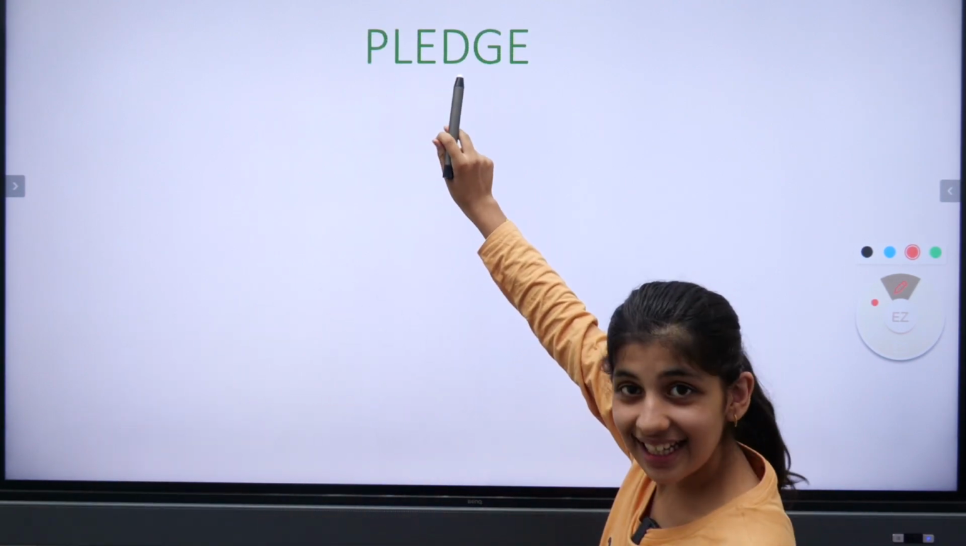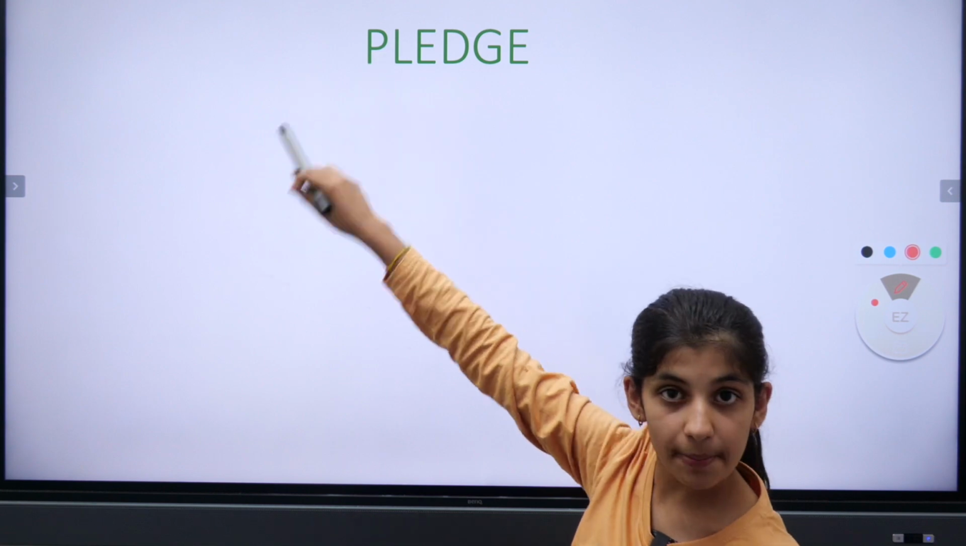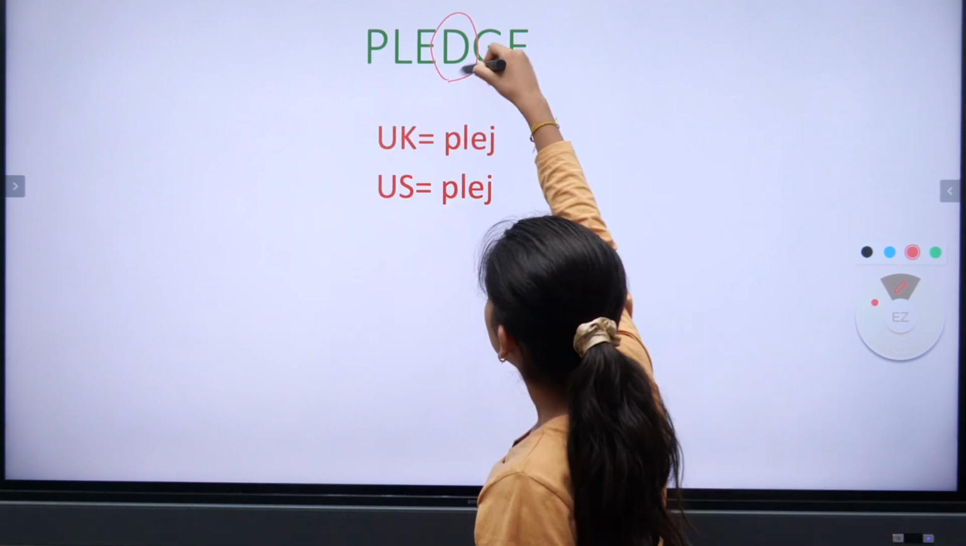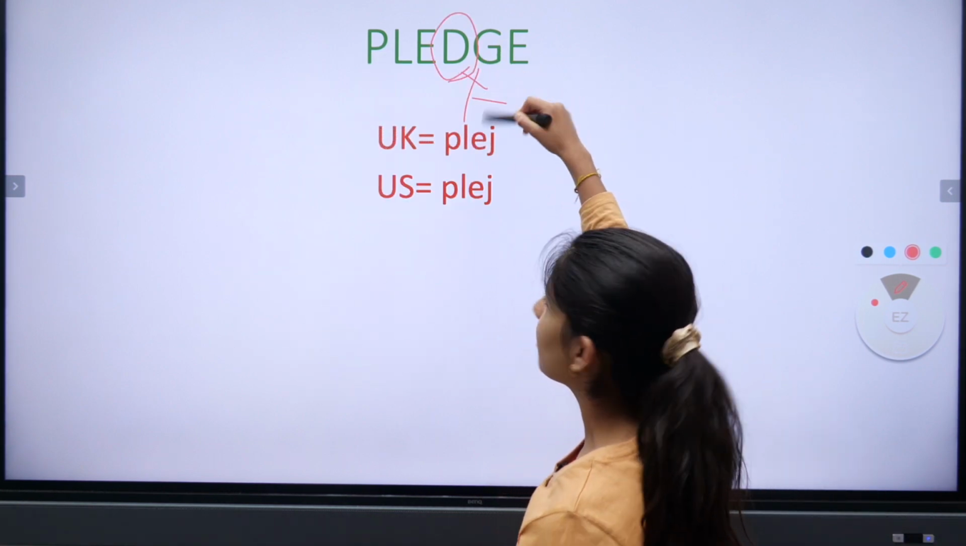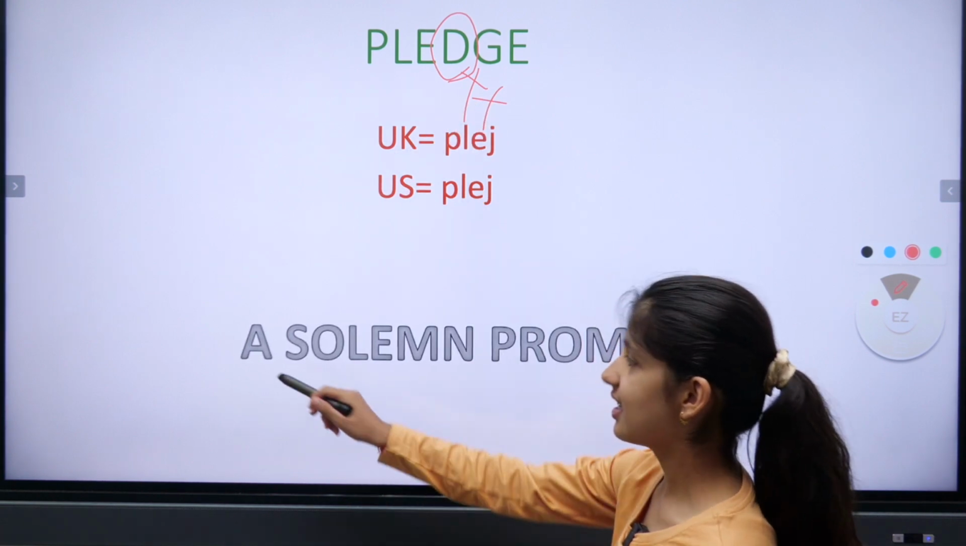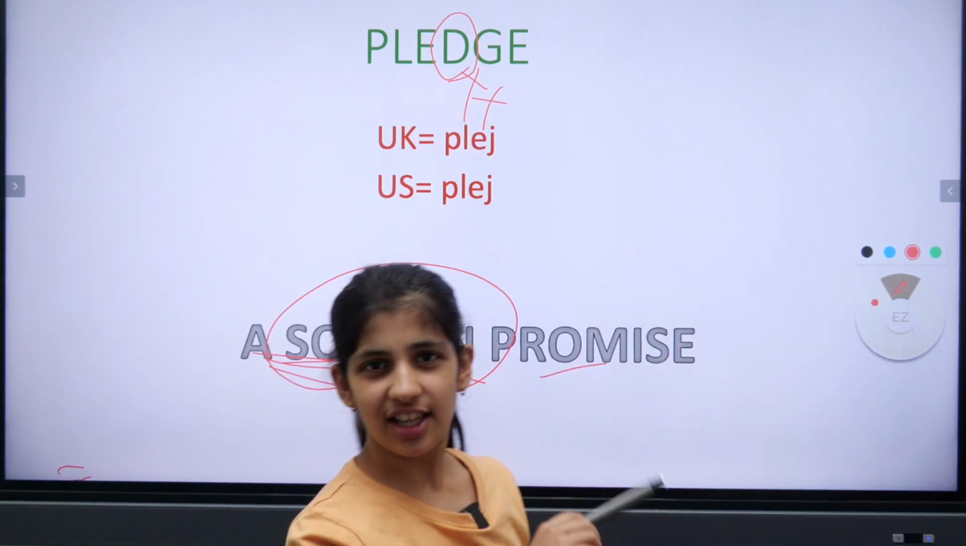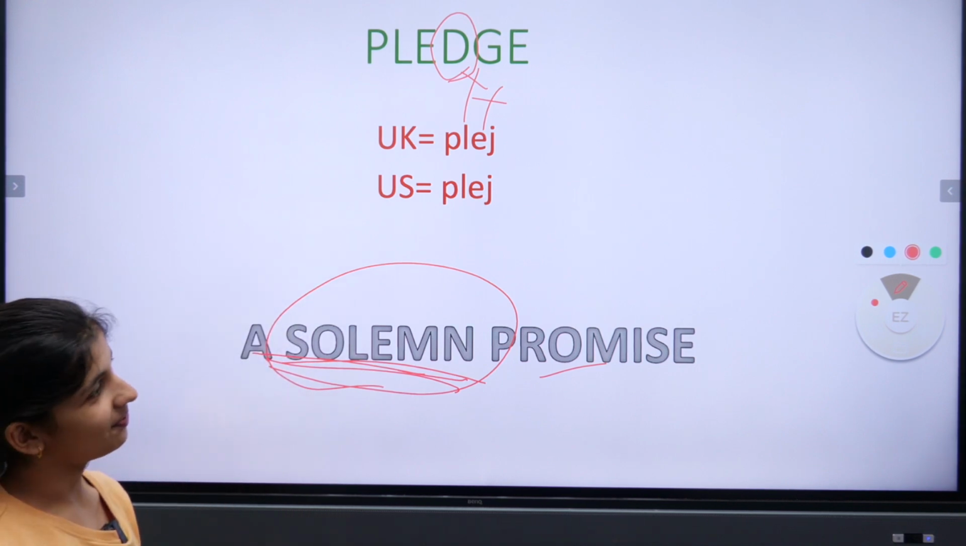It is pledge. Is this pledge? No, it is not pledge. It is pledge. D is silent, means it is not pronounced. Pledge means a solemn promise. Now let me give you an example.